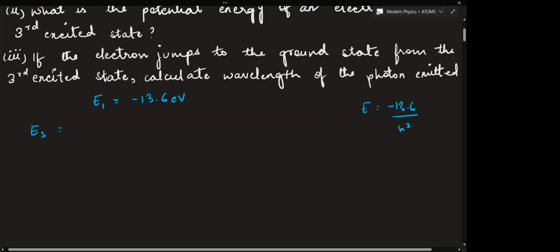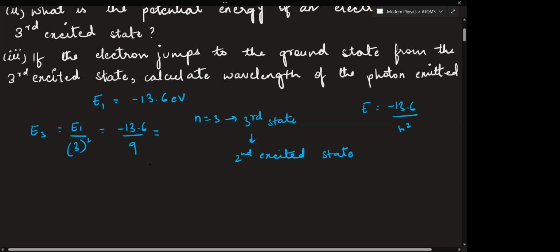So see, if it is by n square, this means E1 will be divided by whatever is the value of n. So for the second excited state, that is the third state, n is equal to 3. So E3 will be this E1 divided by square of 3, that is n square. So E3 is minus 13.6 divided by 9.